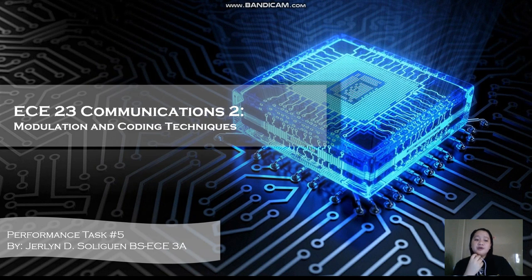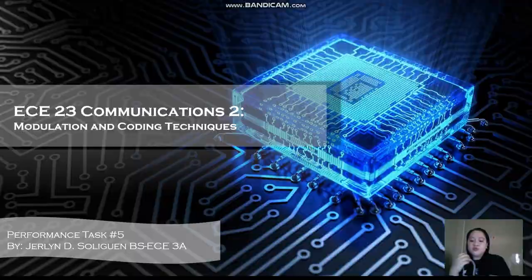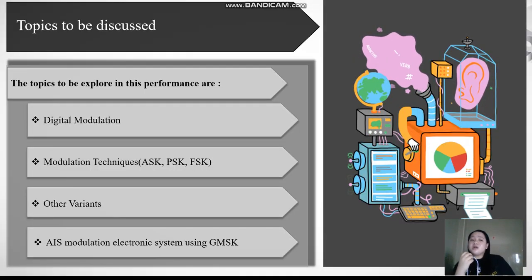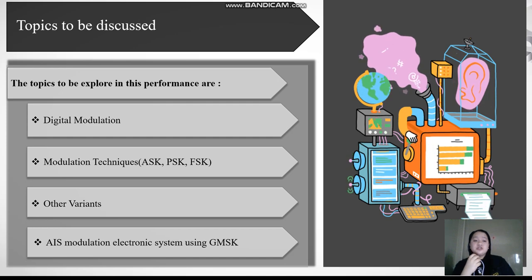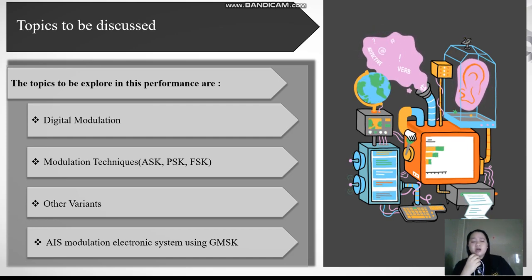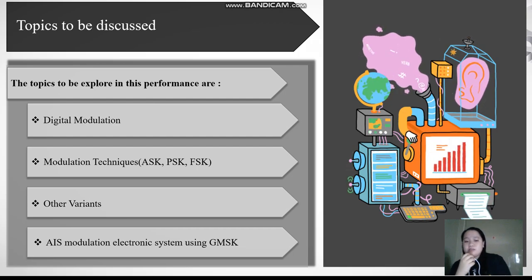So for today, I'm going to present to you my performance task 5 in ECE 23 Communication 2. So what are the topics to be discussed? The topics to be discussed are digital modulation, modulation techniques, other variants, AIS modulation, electronic system using GMSK.